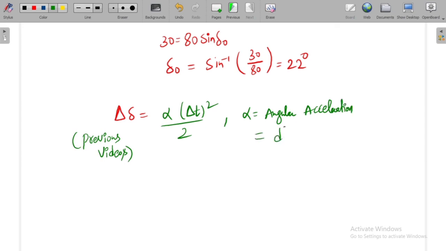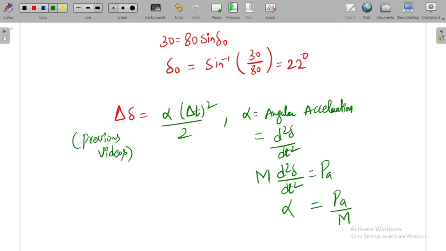So what is angular acceleration? It is d square delta by dt square. Now from the swing equation we know that M d square delta by dt square is equal to Pa, the accelerated power. Now from this, how can I find alpha, which is d square delta by dt square? It is equal to Pa by M. Is it right? First we need to know the accelerated power, then we need to know the moment of inertia, which is M.